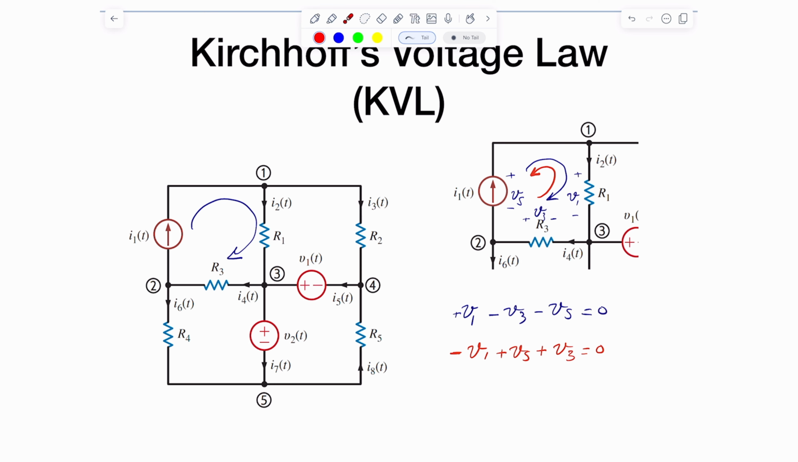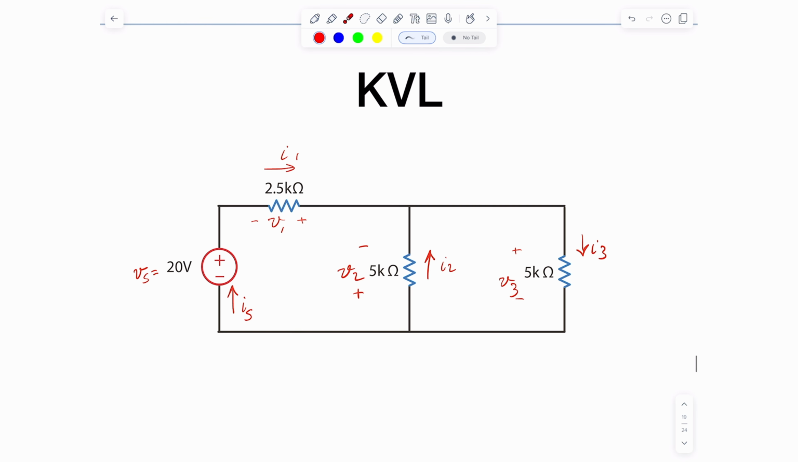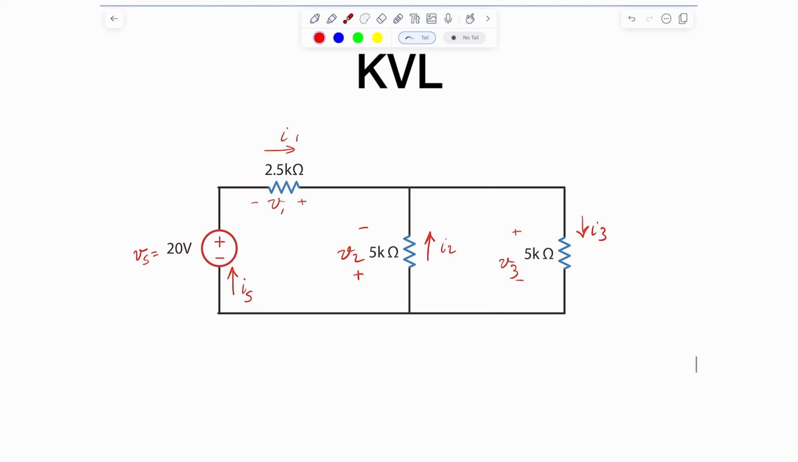So going back to this circuit that we've seen before, if you remember from the KCL video, we needed a couple more equations in order to solve the circuit. KCL gave us 2 equations, Ohm's law gives us 3, so we need 2 more equations. KVL will give us these 2 equations. So we need to define a couple of loops to write KVL equations for, and you can have any 2 loops you want.